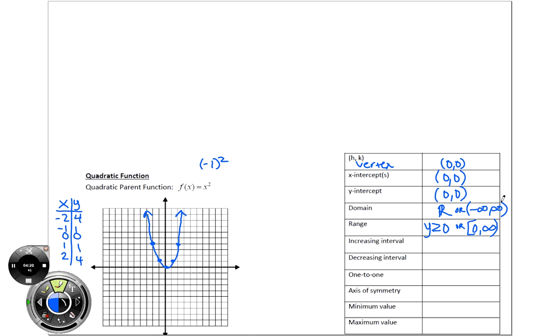All right, we're going to come back to the increasing and decreasing intervals. Okay, is it 1 to 1?